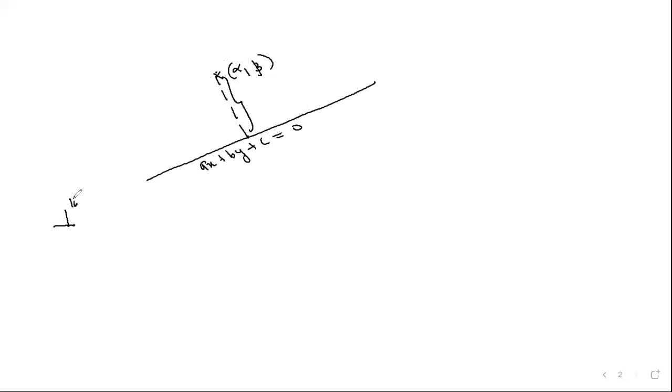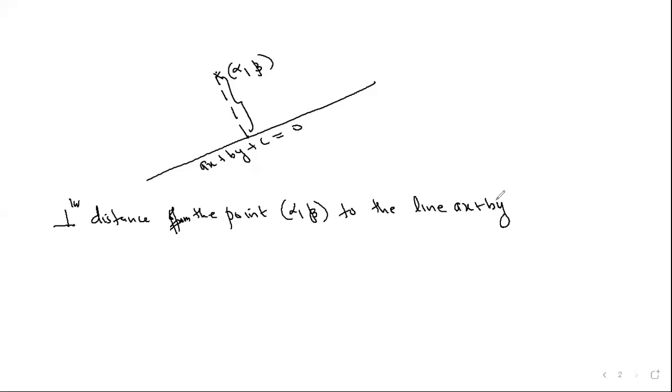The perpendicular distance from the point (alpha, beta) to the line ax plus by plus c equal to 0. I'm not going to give you the proof of this. I'm going to directly give you the formula.